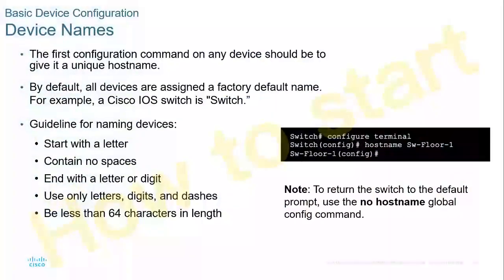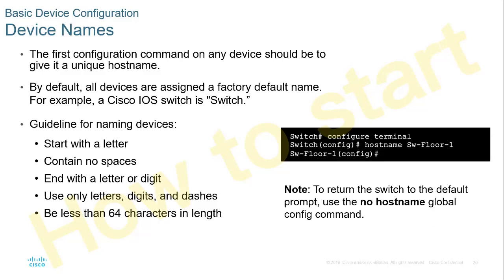Most of the configuration is going to be done at the global configuration mode. So how do we get there? We log into the device, go from user EXEC mode, type enable, and that gets us to privileged EXEC mode. From there, we get to global configuration mode with conf t, or configure terminal. Hit enter, and that lets us into the configuration mode.